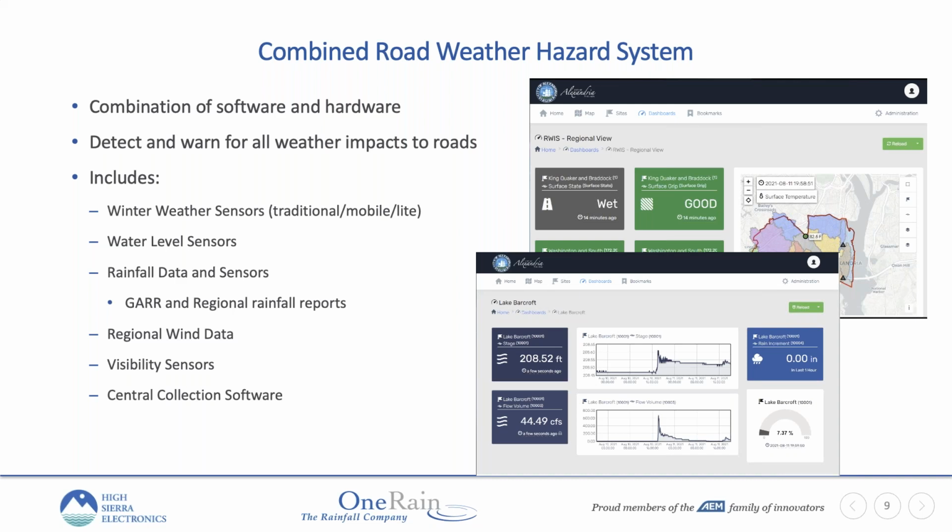Over on the right hand side, we're showing some screenshots of the city of Alexandria, Virginia's combined road weather hazard system. They've been implementing this over many years. They've had a very thoughtful and kind of deliberate approach to how they're tackling all this. And we're going to spend some time really diving into how they've attacked it and how their combined system has been really effective for them through the years.